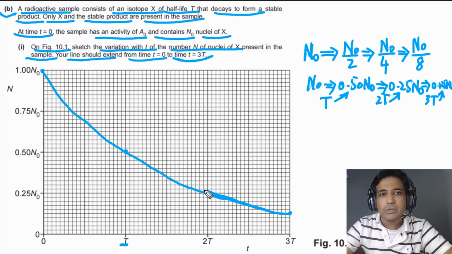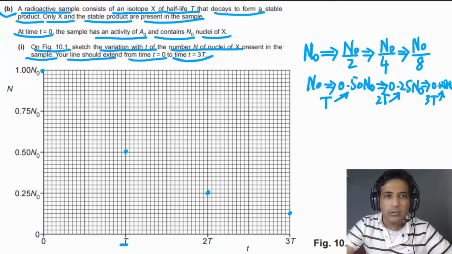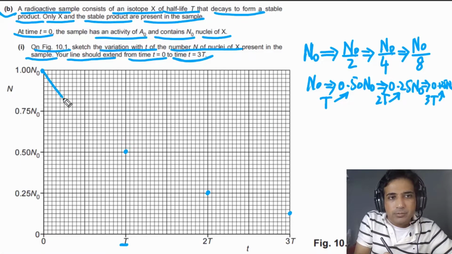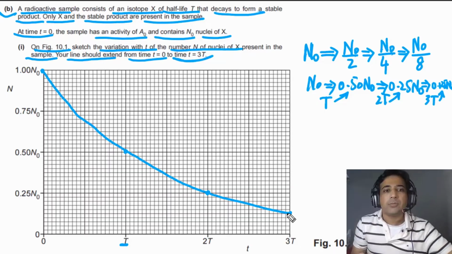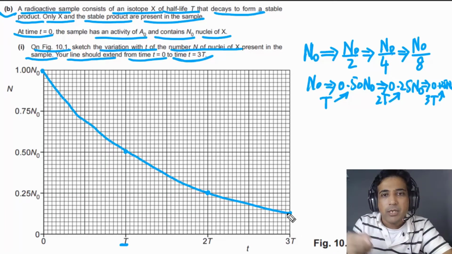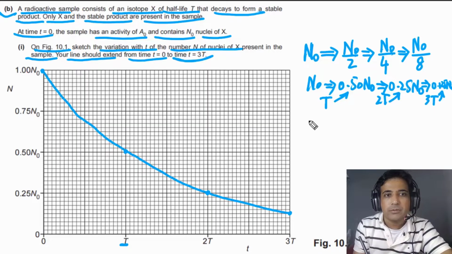Not very good looking. Let me do this one again so you can see what's going on. So let me sketch this again. So simply you have to sketch like this. Yes, this one is better. So this is how you need to sketch. If you sketch this one, you will get 3 marks for this question. So simply, it is a very typical type of graph you need to sketch between number of nuclei and time. I hope this one is clear to you.